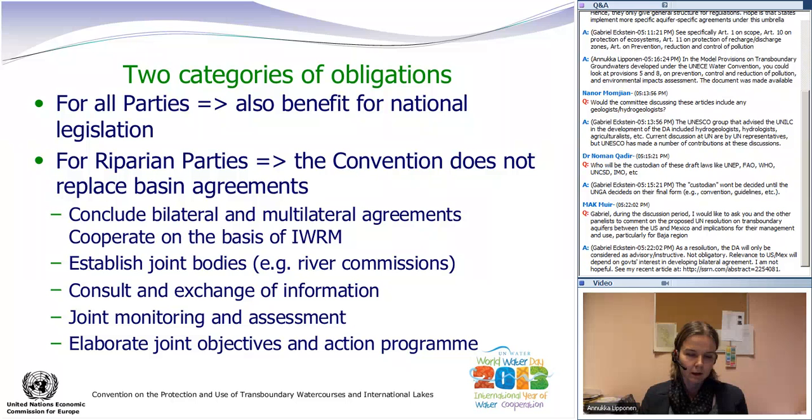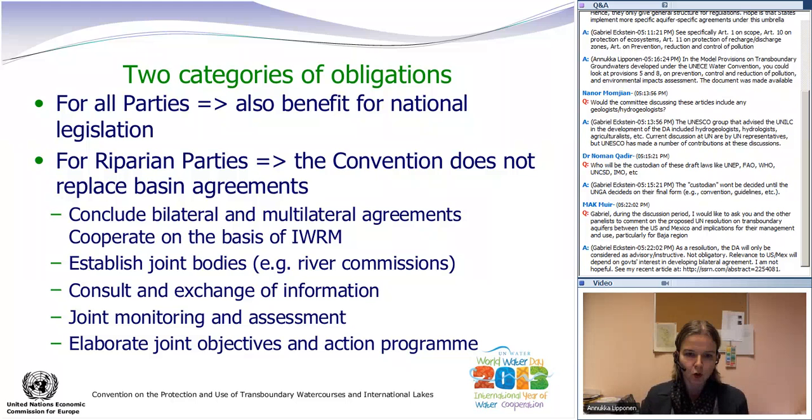And these obligations include the obligation to enter into agreements and establish joint bodies. The convention is not very prescriptive about what actual institutional arrangements are applied. It could be river commissions, aquifer commissions, bilateral commissions, and so on. And then there's the obligation to consult in the case of developments that may impact the status of transboundary waters, and exchange of information. The convention overall encourages a gradually broadening scope of information exchanged.